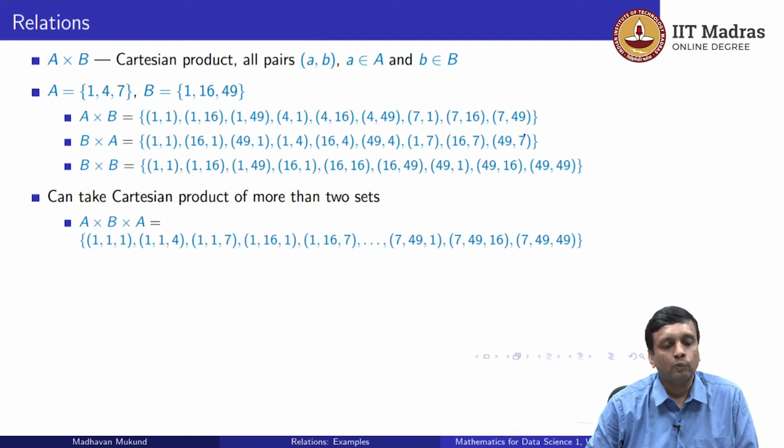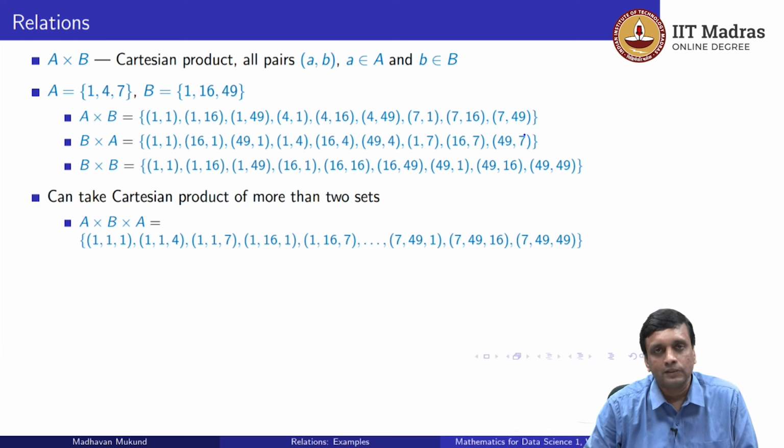So I have 1,1,1, 1,1,4, 1,1,7. Then I move to the second element of B. I have 1,16,1, 1,16,7. Now ultimately the Cartesian product is a set. So it doesn't matter in what order I write these triples, but to write them down systematically, it is convenient to write them down in this particular way where we go through each set one by one. Otherwise we may miss out on something.